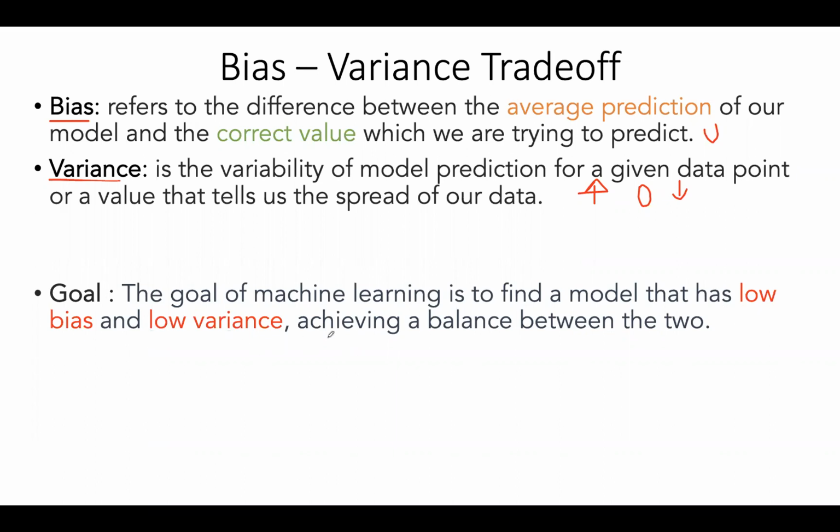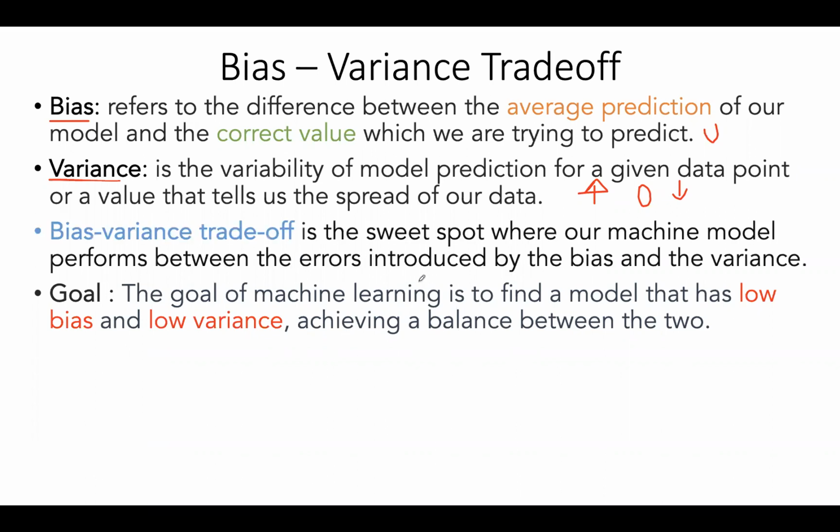Now, the goal of machine learning here is to find a model that has low bias and low variance. This is a very challenging task, and trying to get a balance between the two is what you need to strive for. The bias-variance trade-off essentially is just a sweet spot where a machine learning model performs between errors introduced by bias and variance.